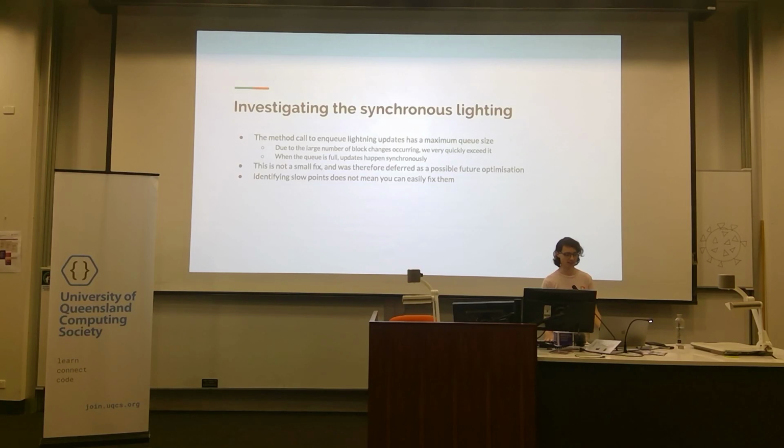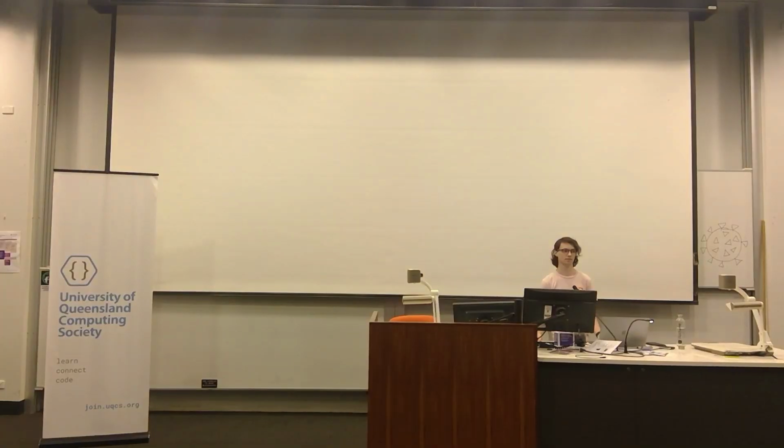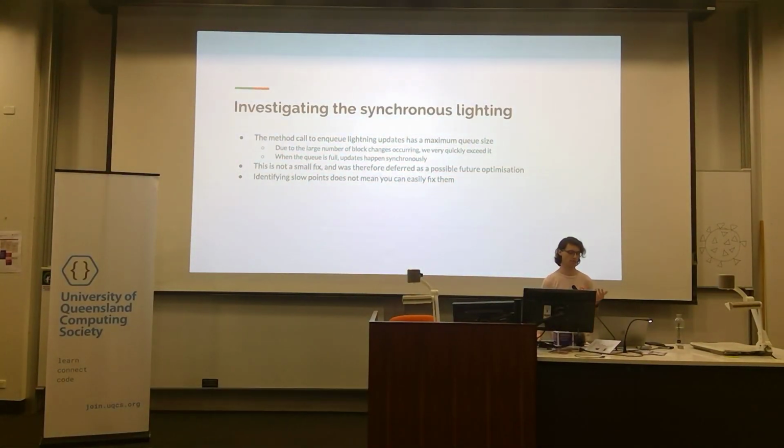In terms of the synchronous lighting issue we identified, it turns out that there's actually a maximum queue size. So we were queuing it, it hit the queue limit, and then all further updates happen synchronously. When we looked into this, we realized it's not actually a small fix. So we didn't actually fix this, but it is definitely something that we identified as a major problem. Yeah, so identifying a slow point does not mean you can easily fix it, but at least once it's on your radar, you can think about it in the future whenever you need to rewrite that section of code.